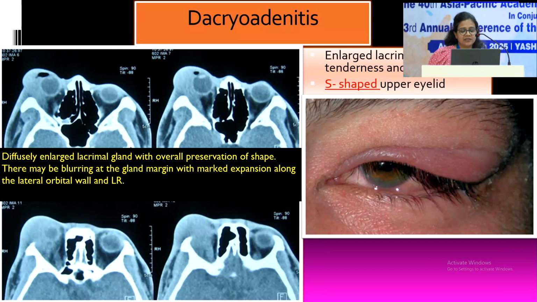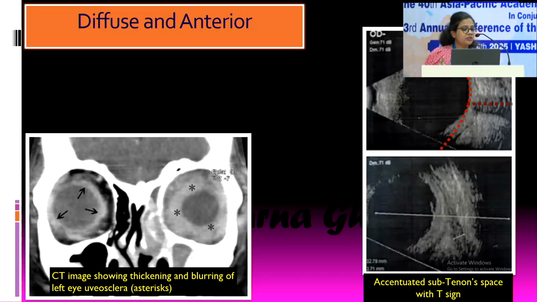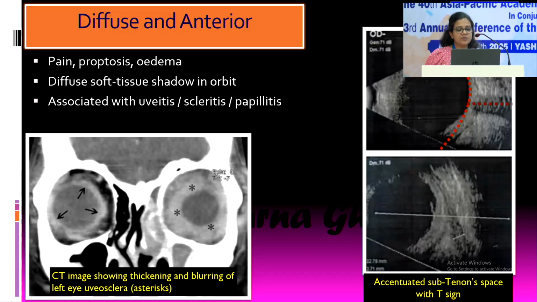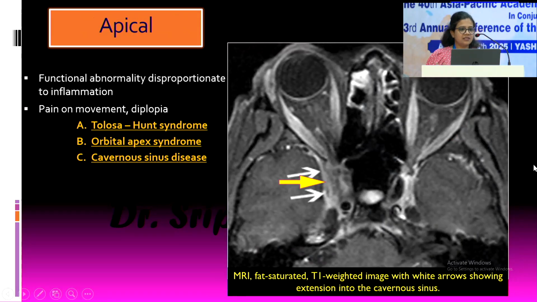In dacryoadenitis, there is an S-shaped upper lid deformity. It may be associated with Sjogren or may run a chronic course over a period of time. Now, diffuse anterior variety may have a CT scan showing enhancement of the uveoscleral region, just as we see here. Or we can see the T sign. We can see the T sign as the last slide.